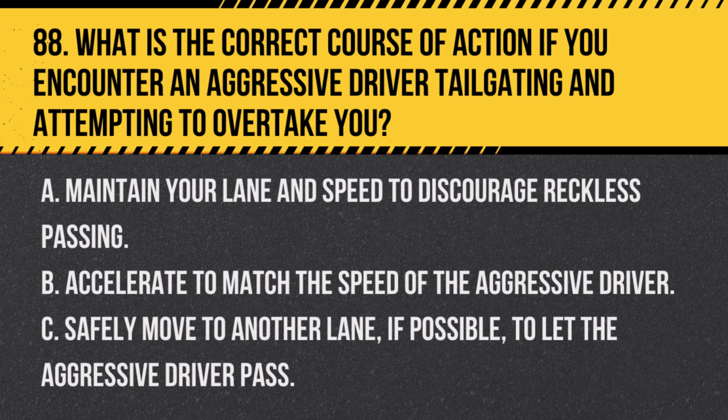Question 88. What is the correct course of action if you encounter an aggressive driver tailgating and attempting to overtake you? A. Maintain your lane and speed to discourage reckless passing. B. Accelerate to match the speed of the aggressive driver. C. Safely move to another lane, if possible, to let the aggressive driver pass. Answer: C. Safely move to another lane, if possible, to let the aggressive driver pass. It's best to avoid confrontation and reduce potential for accidents.